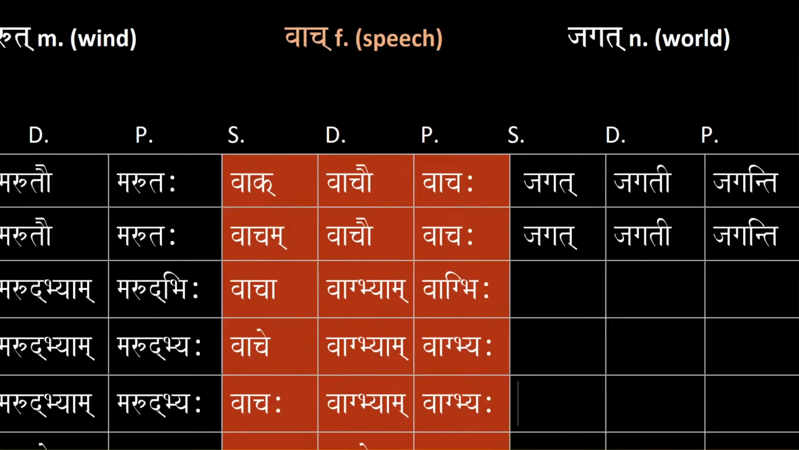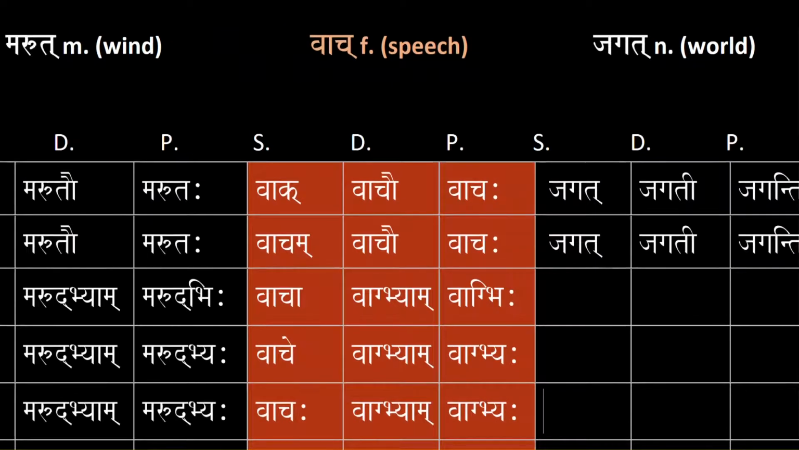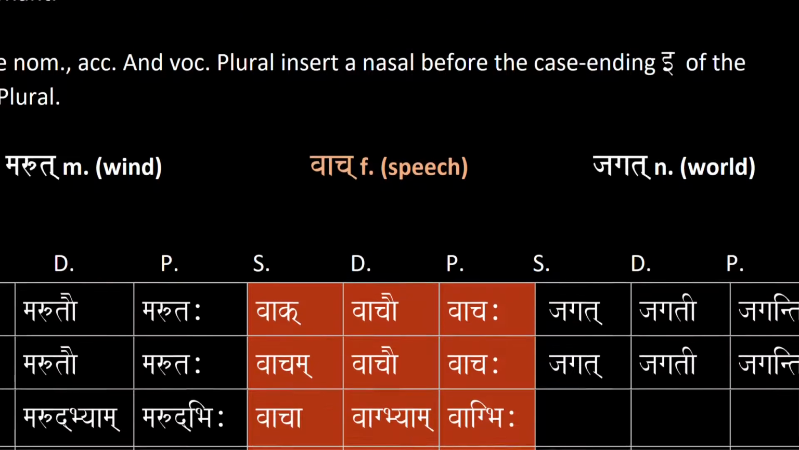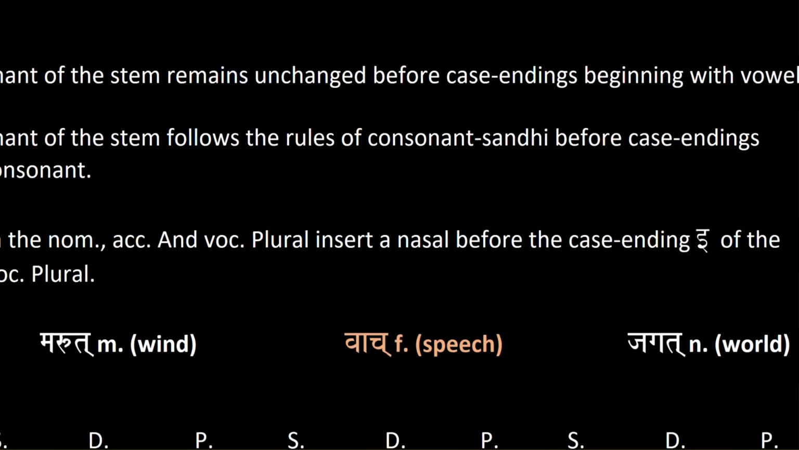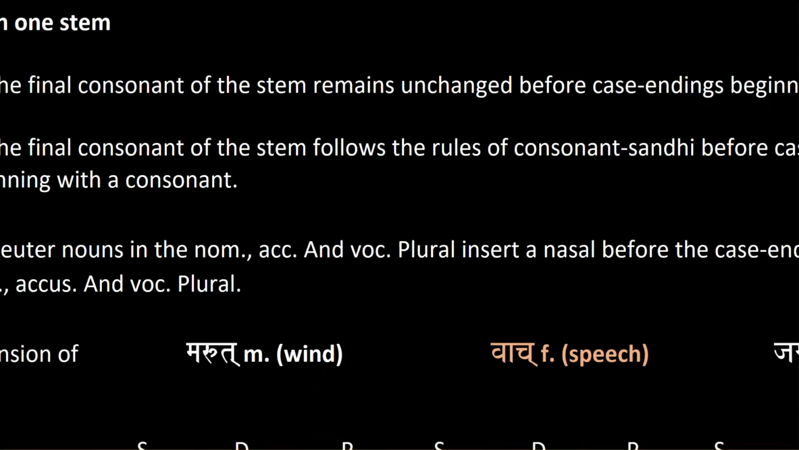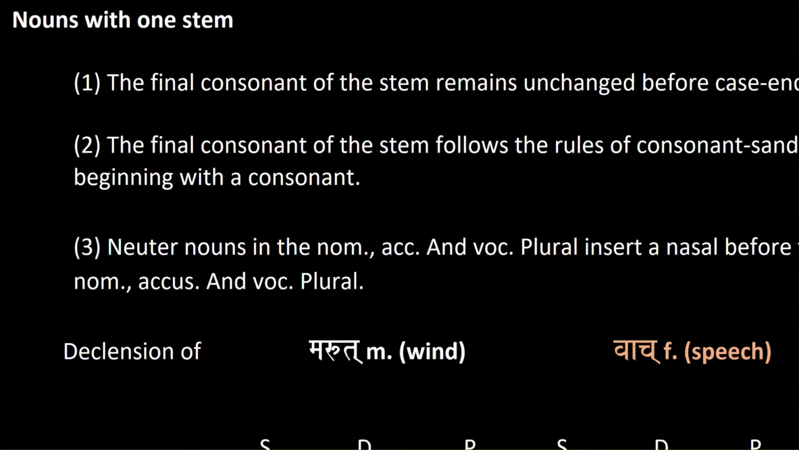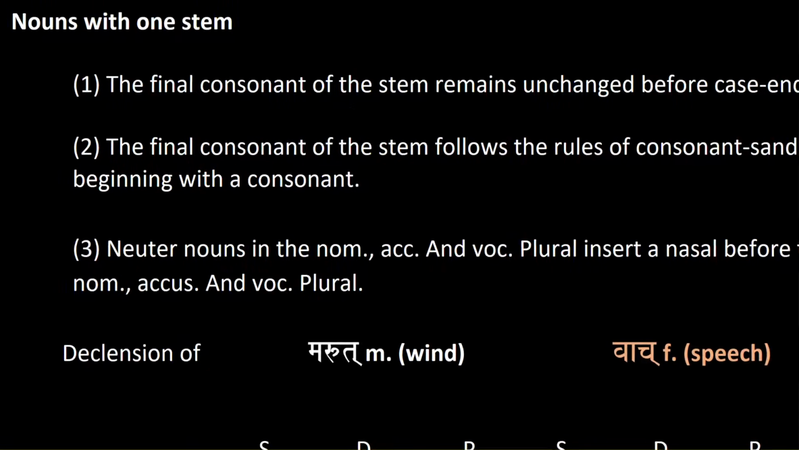Every time we were declining a noun that ends in a vowel, all we had to do was drop the vowel and add the case endings. As you can see, these are a bit different. The reason is that even though the case endings are the same, especially between the masculine and the feminine genders, the consonant sandhis are applying, which is causing that change.